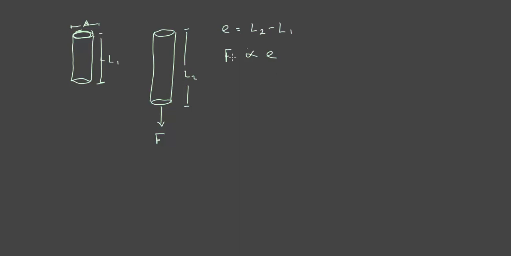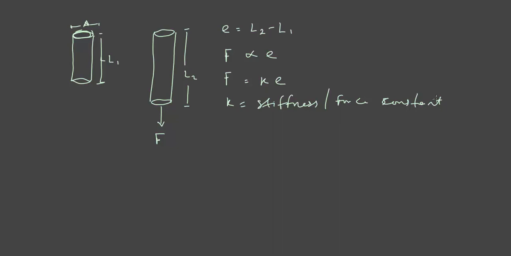If you decide to remove this sign of proportionality, you're going to get F equals KE, where K is known as the stiffness, otherwise known as the force constant. So this is what Hooke's law is all about.